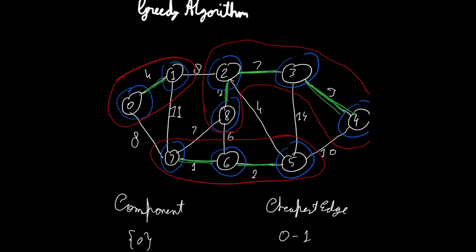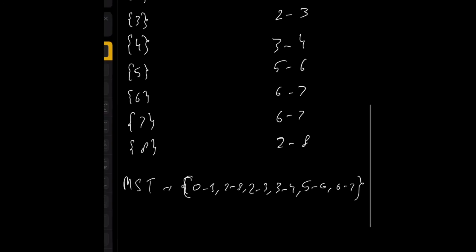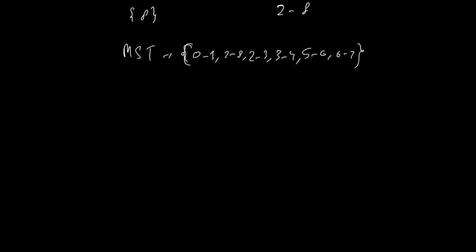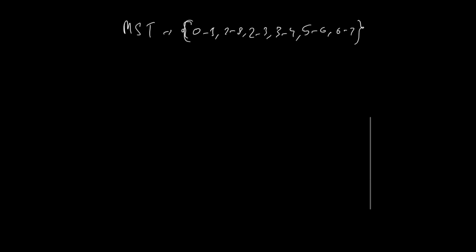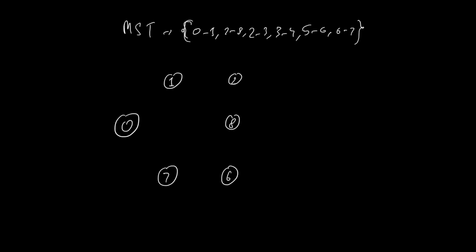So repeating the step again, let's get back here. Now for the better understanding of the second step, let's draw the graph once again with these components, the set components clearer. Now 0, 1, 7, 2, 8, 6, 3, 4, and 5.